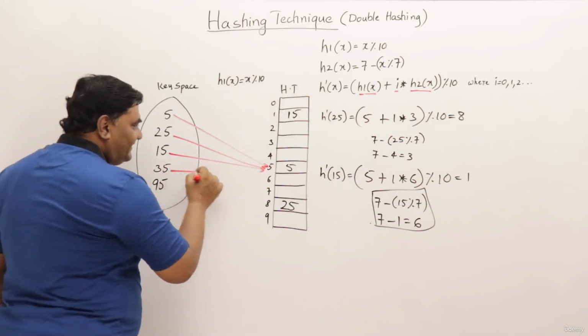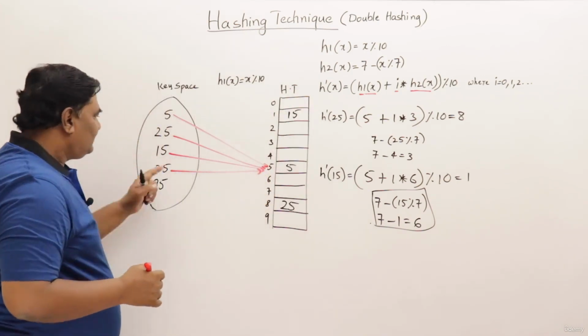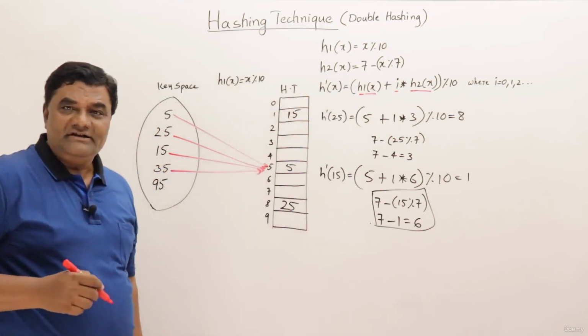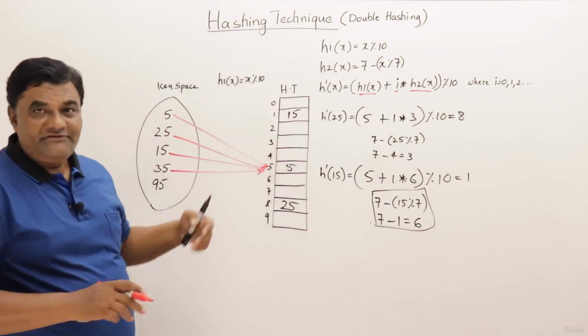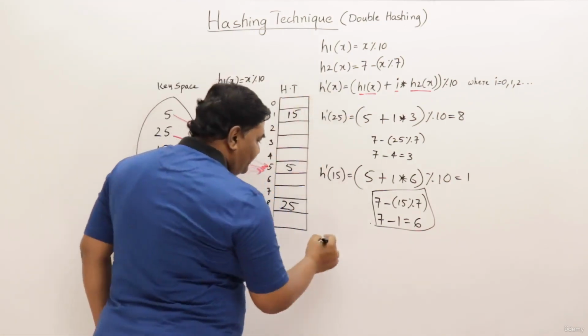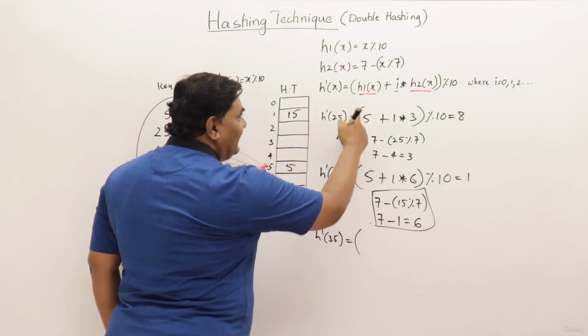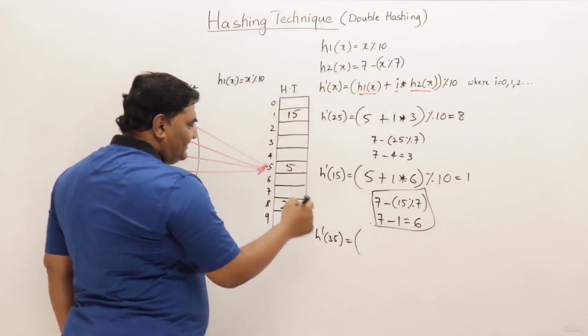The next key is 35. 35 mod 10 is 5. So there is a collision. It will map there only. Then we should use this modified hash function. h' of 35 is h1 of 35. Just now we got the answer as 5.